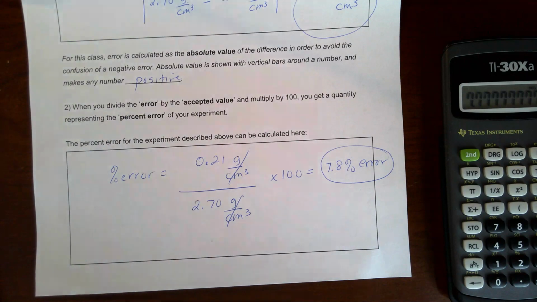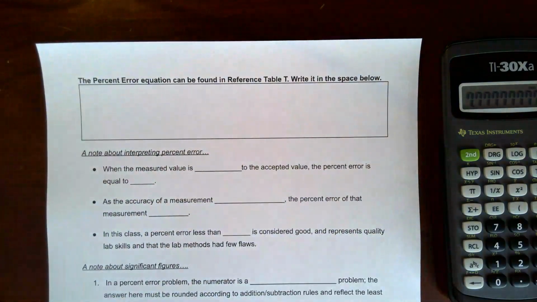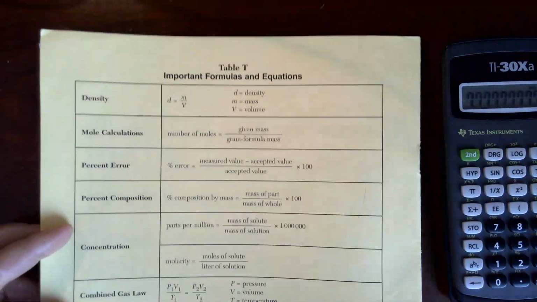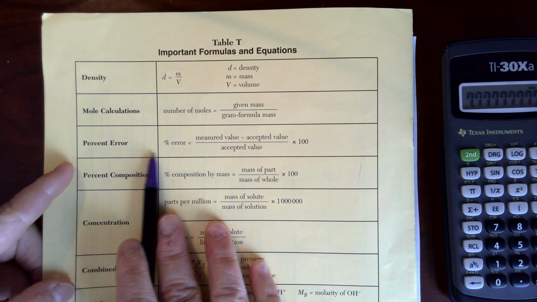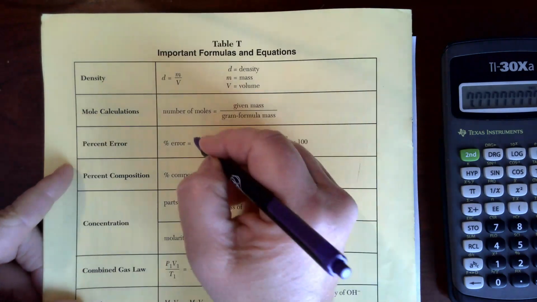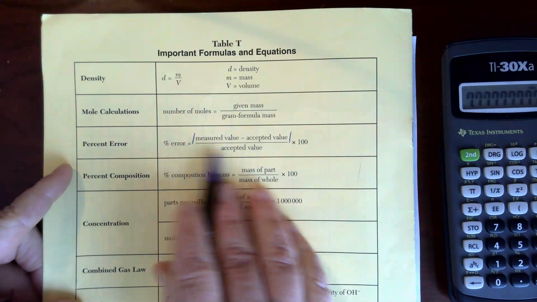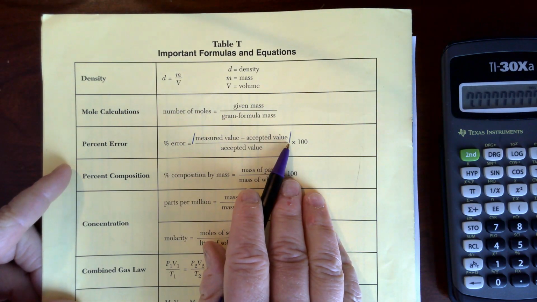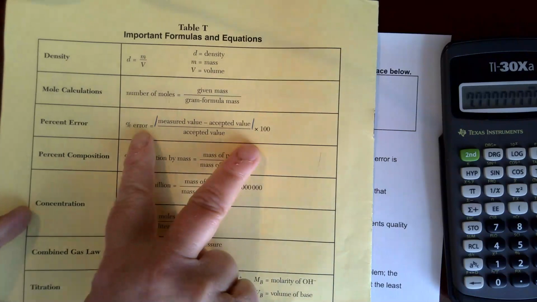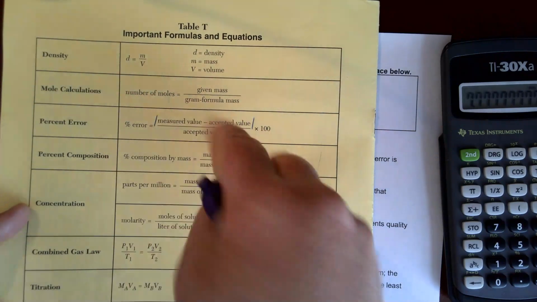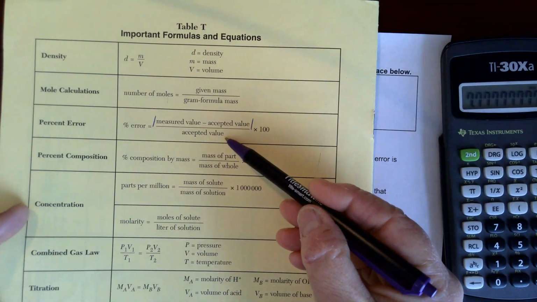Now, this percent error equation can be found in your reference tables. When we go to the very back page of your reference tables, you will see formulas and equations. Second one down, or third one down, you'll find percent error. It is the measured value minus the accepted value. It's okay to go ahead and pencil that onto your reference tables. That's an absolute value of measured minus accepted, although since it's absolute value it could be either way, could be accepted minus measured, divided by the accepted value, and then the whole thing multiplied by 100.